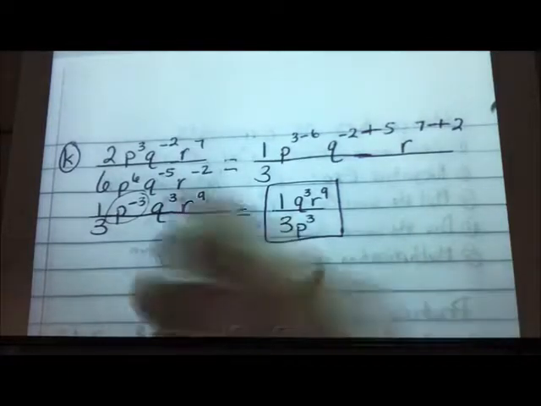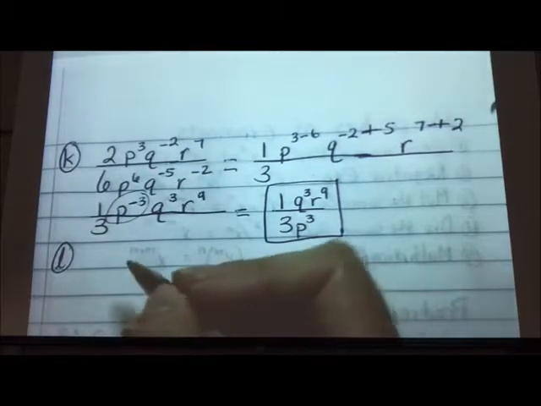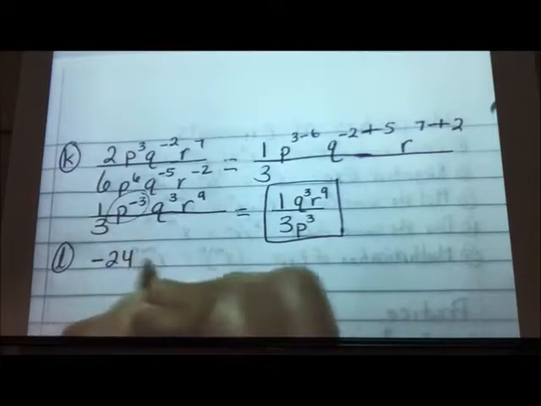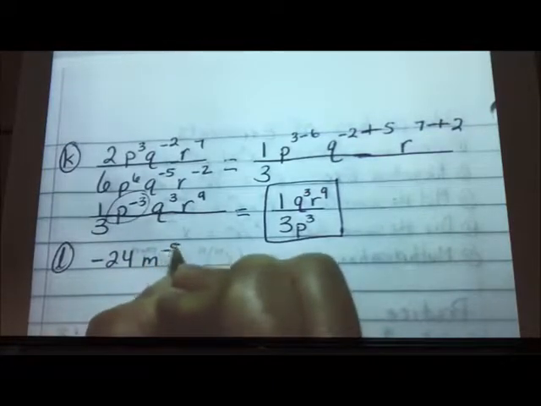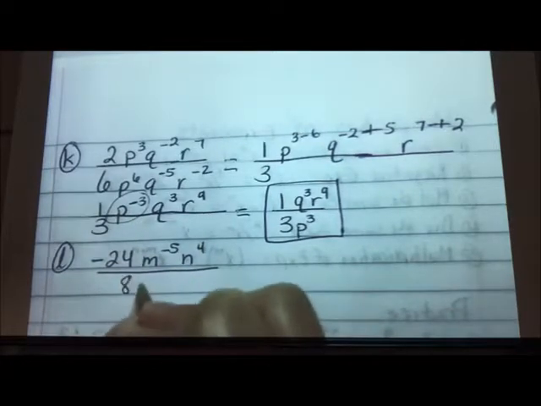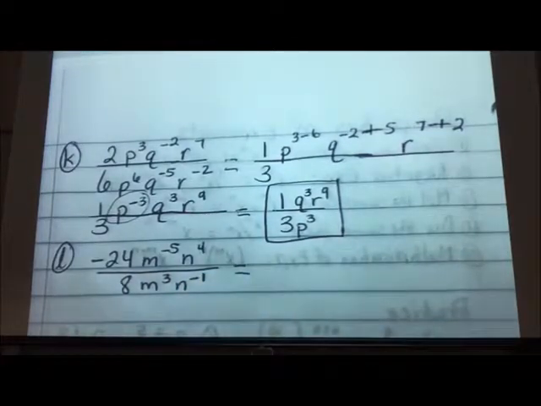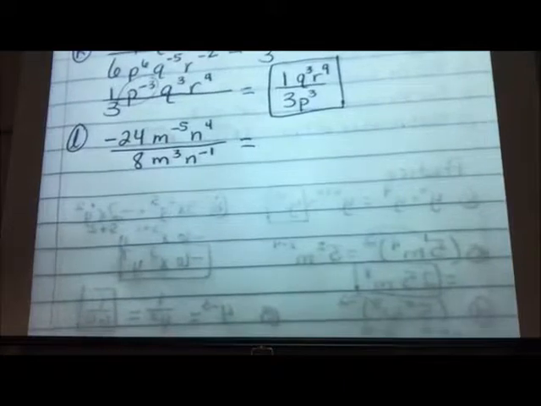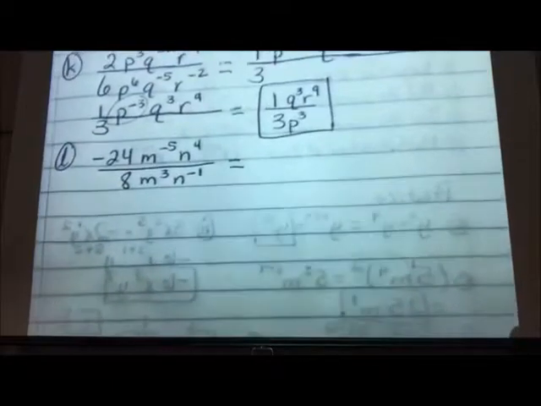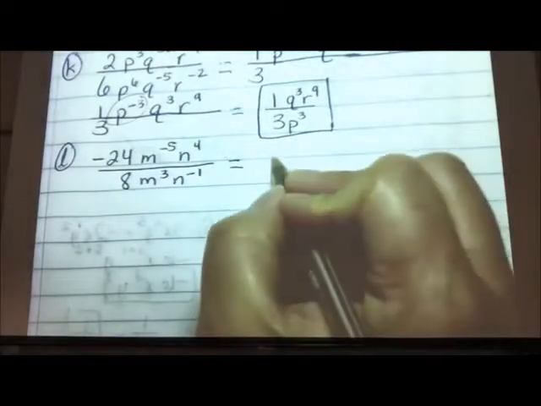Let's try one more similar to this. Let's say we have a negative 24 m to the negative 5th n to the 4th over 8 m to the 3rd n to the negative 1. So same type of problem. We have division, we have positive and negative exponents, we have the same base on top, same base in the bottom. So we take care of the division part. Negative 24 divided by 8 is a negative 3.